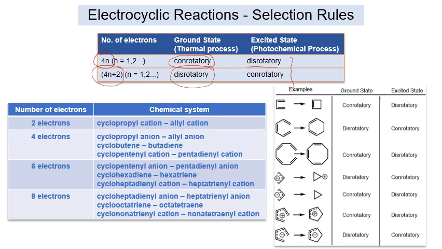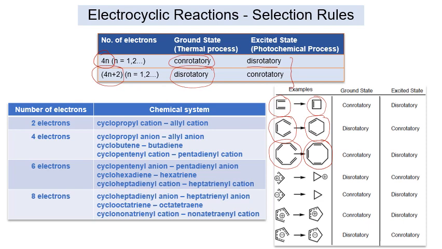Let us see some of the examples and types of systems that we are going to see in this particular lecture. So we can see here, these are the 4N systems. This is the 2pi plus 2pi system. This is the 2pi plus 2 sigma system. Whereas here it is the 6pi system. Here this is the 4pi plus 2 sigma system. Here you can see there is an 8pi system. And here it is a 6pi plus 2 sigma system.